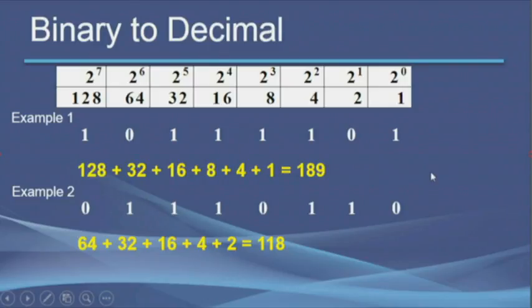At the same time, you can see example 2, 0 1 1 0 1 1 1 0. Here you can see there is a 1 for 64, so we take it. There is a 1 for 32, we take it. There is 1 for 16, 1 for 4 and 1 for 2 as well. Altogether, the sum of these numbers is 118. So this is the decimal value of this particular binary. Likewise, you can convert any binary to decimal. You have to consider the position value.